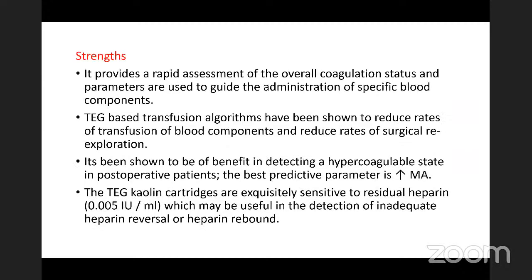The strengths of TEG are it provides a rapid assessment of overall coagulation status and parameters are used to guide the administration of specific blood components. TEG-based transfusion algorithms have been shown to reduce rates of transfusion of blood components and reduce rates of surgical reexploration. It's been shown to be of benefit in detecting a hypercoagulable state in postoperative patients. The best predictor parameter is increased maximum amplitude. The TEG coagulation cartridges are exquisitely sensitive to residual heparin, which may be useful in detection of inadequate heparin reversal or heparin rebound.